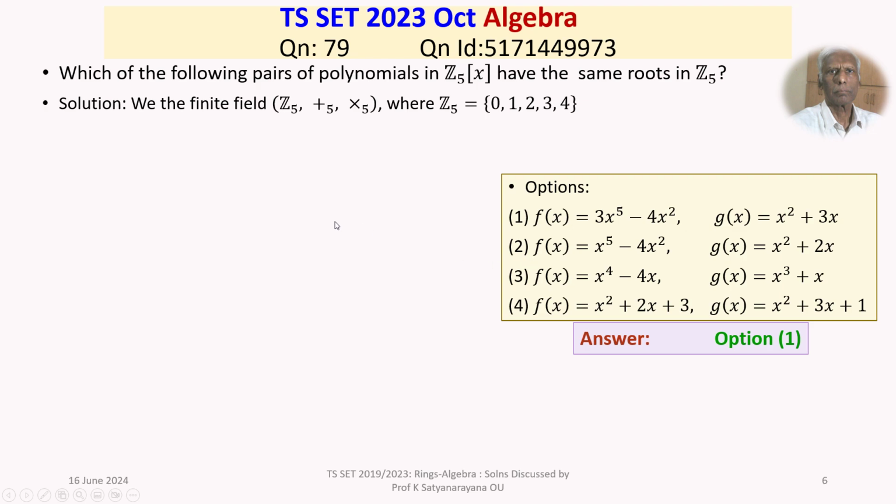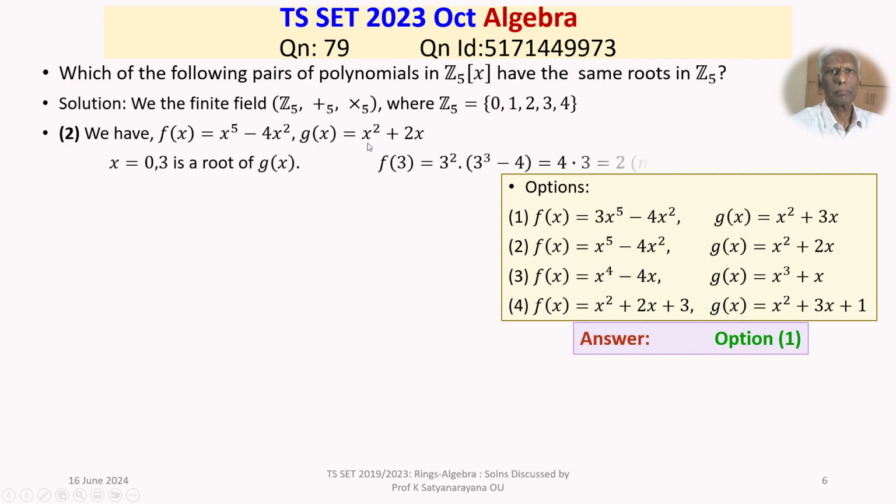Right. Take option 2. f(x) is equal to x to the power of 5 minus 4x square, g(x) is equal to x square plus 2x. So the easiest one in this is g(x). Now in this, x into (x plus 2). The factors are x into (x plus 2). x equal to 0 and x plus 2 equal to 0 will imply x equal to minus 2. Minus 2 is 3. Therefore, x equal to 0, 3 are the roots of g(x).